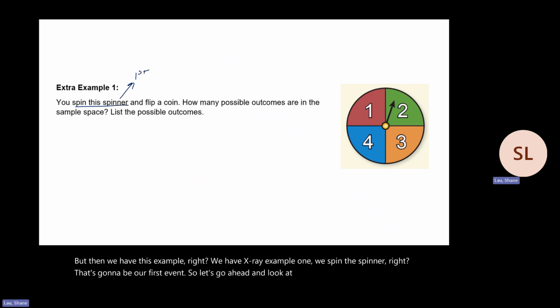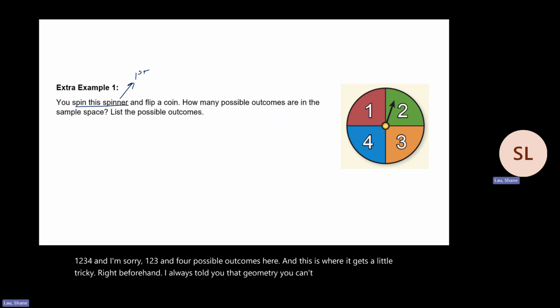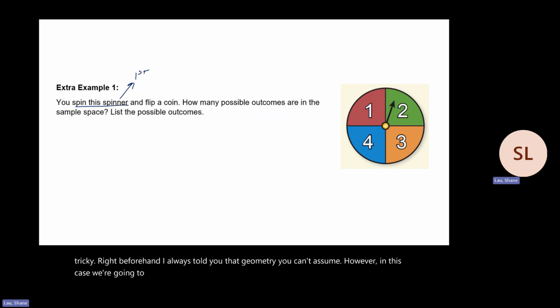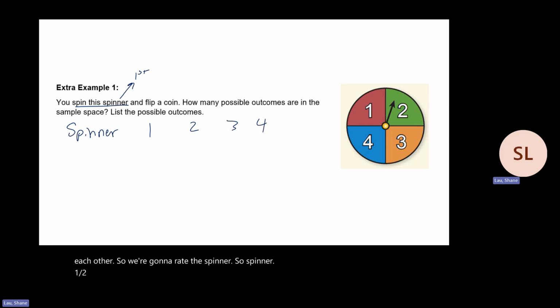We have 1, 2, 3, 4 possible outcomes here. And this is where it gets a little tricky. Beforehand, I always told you that in geometry you can't assume. However, in this case, we're going to assume that these are all equal to each other. So each space is equal to each other. So we're going to write the spinner: 1, 2, 3, and 4.